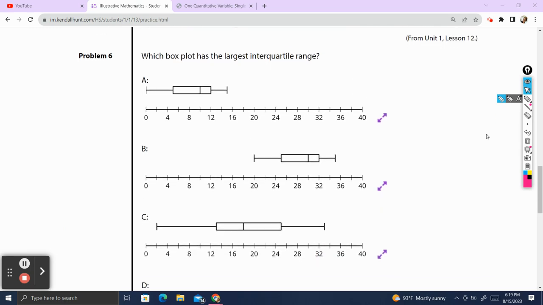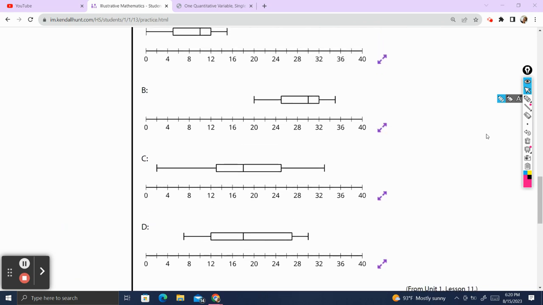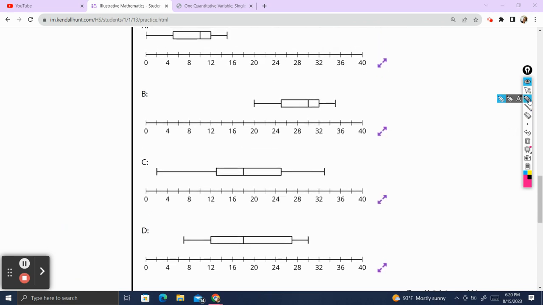Problem number 6. Which box plot has the largest interquartile range? So the interquartile range we can calculate by looking at these boxes over here. Immediately, I see this one has the biggest interquartile range, but let us go ahead and do some calculations. Between 12 and 24, 28, the middle number here has to be 26, so that would be 27, this would be 12. The difference would be 15.